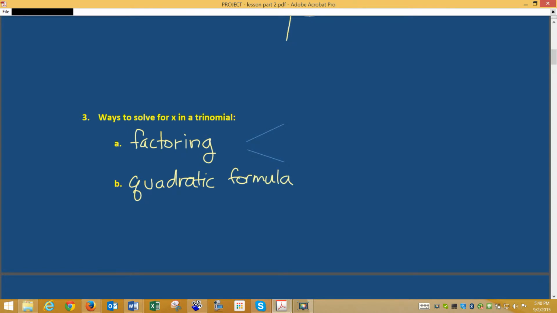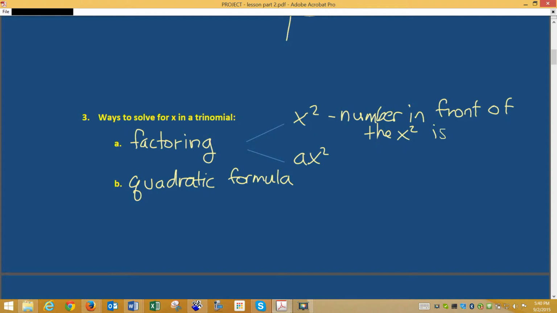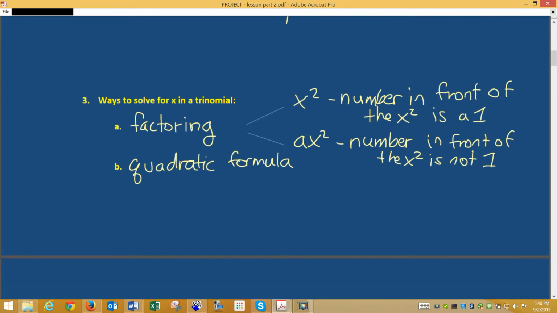For factoring, there's a couple of different methods we're going to look at. One is for something called x squared, and one I'll label as ax squared. X squared is when the number in front of the x squared is a 1. Ax squared is going to be when the number in front of the x squared is not 1. And we'll see that solving with ax squared is a little more complicated.